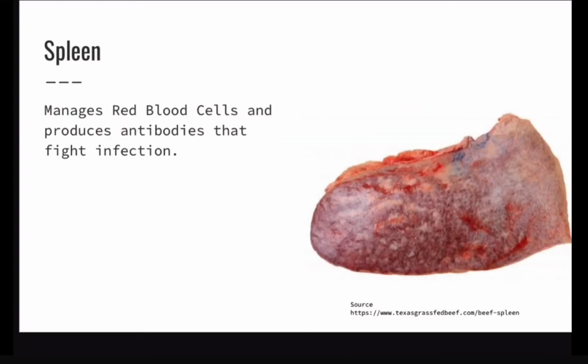The spleen is an organ that stores and removes blood cells from circulation, essentially managing the blood cells. The spleen is also involved in antigen surveillance and antibody production in the immune system.